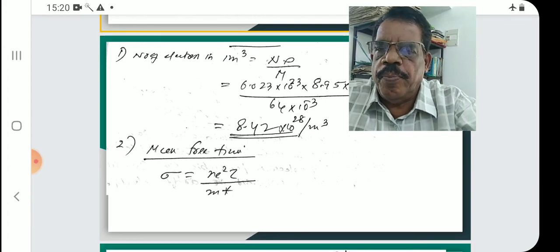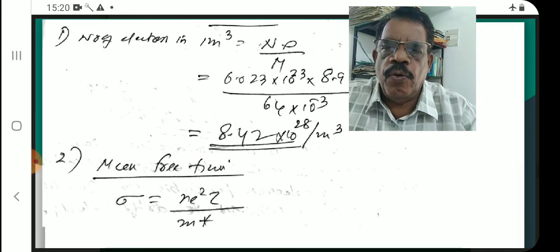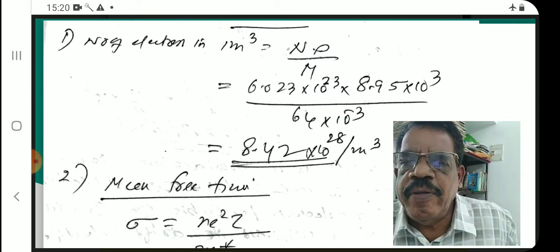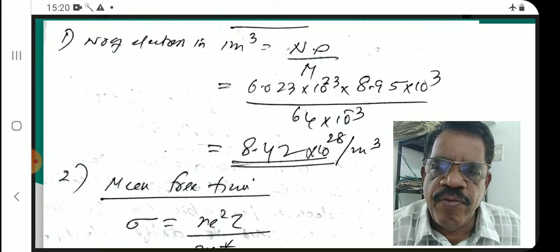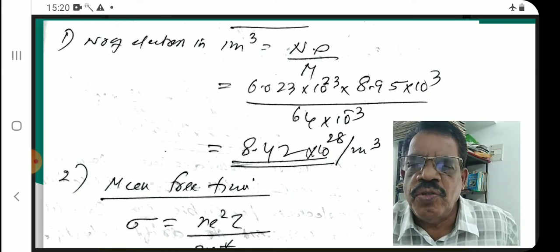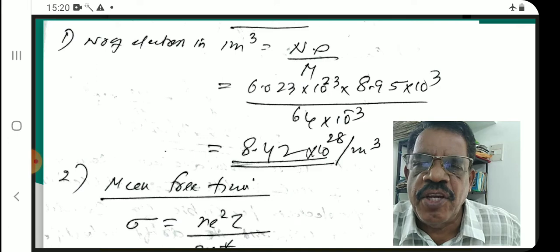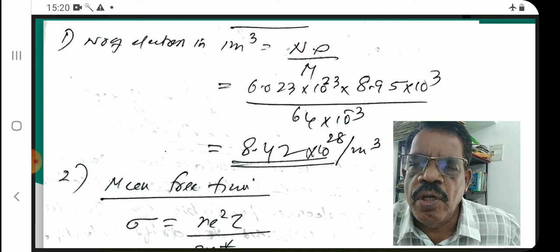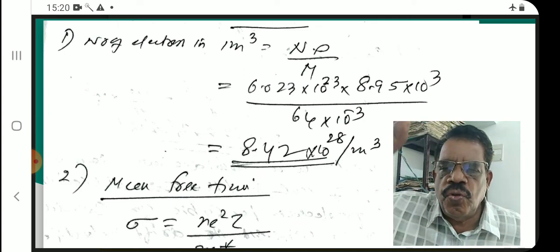So we do the problem as follows. Here, the number of electrons in 1 meter cubed, we apply the formula directly. N rho by m, that is 6.023 into 10 raised to 23 into 8.95 into 10 raised to 3, and here the molar mass is 64 into 10 raised to minus 3. The answer is 8.42 into 10 raised to 28.